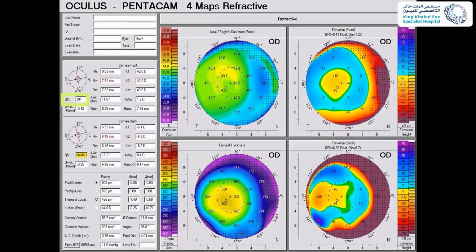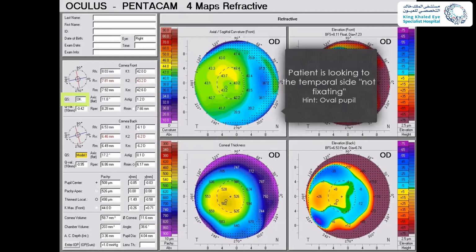Okay, and first of all, you have to check the patient eye, left, right, alignment, and stuff like that. So here, good thing is, it says that the quality is okay. But to me, it doesn't look okay because I see a lot of dots here, and the pupil is not roundish. So what is happening here? The patient is looking to the left side or temporally. So the hint is the oval pupil, because it is just taking a photo.